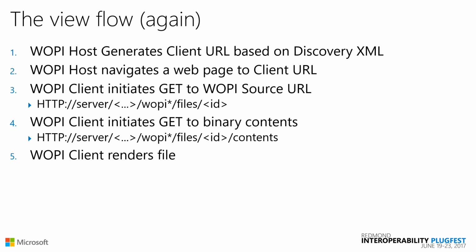So again, we're going back to that view flow. The WOPI host generates a client URL based on the Discovery XML. That's the URL source that I just talked about. The WOPI host navigates a page to that URL, and then the WOPI client, Office Online in this case, makes a GET to the WOPI URL that the server provided it.